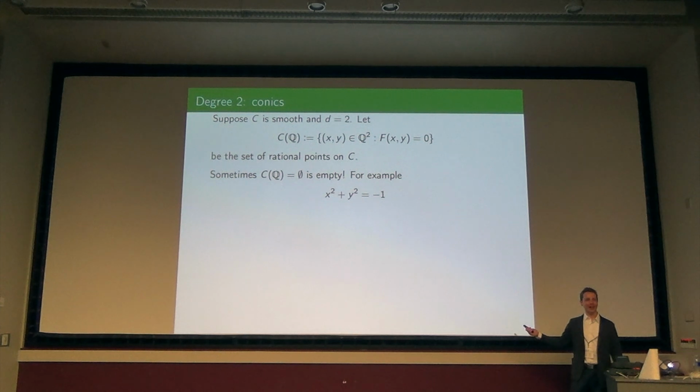So if x and y are rational numbers, then they're real numbers. When you square a real number, it's always non-negative. If you substitute non-negative numbers, you can't get a negative number. Okay? In other words, there are no real solutions.